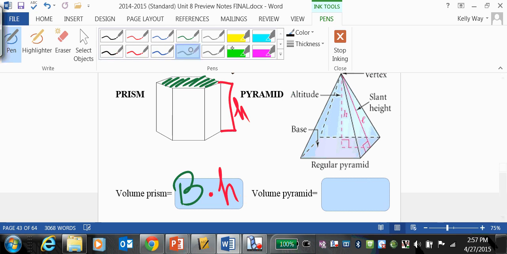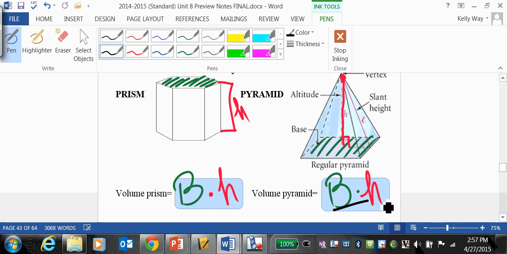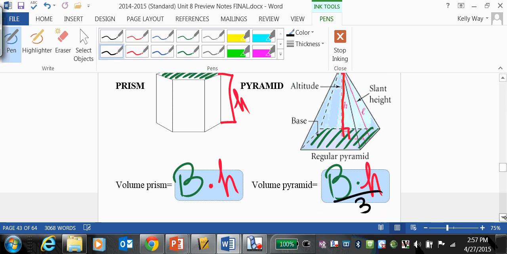Volume of a pyramid, again, you start with area of the base. There's only one. Notice I'm using a capital B. Times the true height, which is the height straight up the middle inside. But then it's divided by 3. And how do I remember this? Because volume is 3D, therefore we divide by 3. Because we're losing volume. When we come to a point, we lose volume.